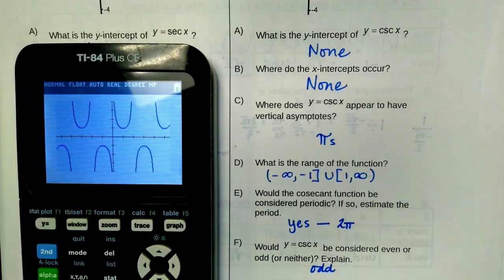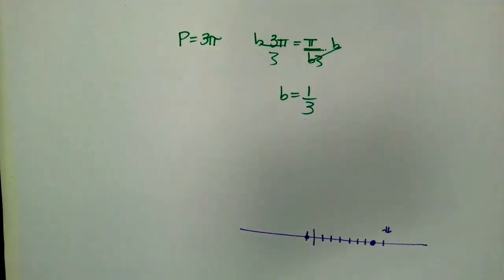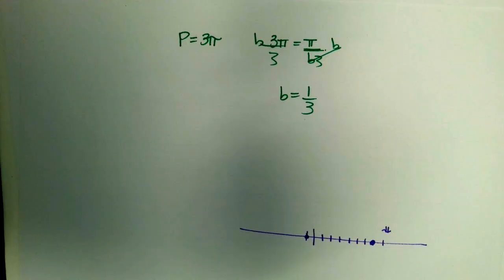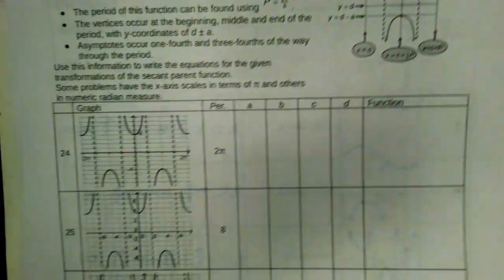Okay, so now get out the packet that we were just looking at because we've got the secants and cosecants in that same packet. And go ahead and go to this page.